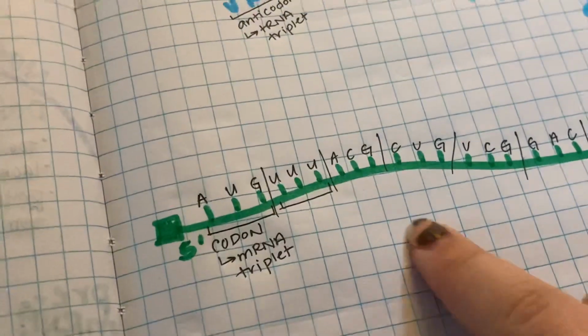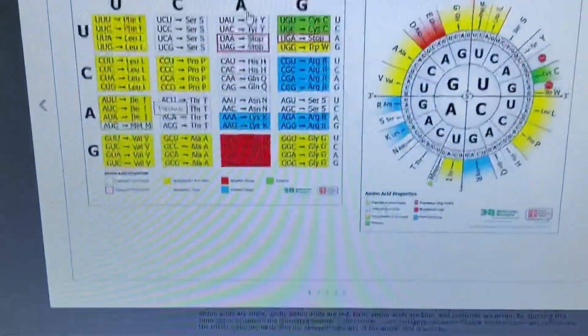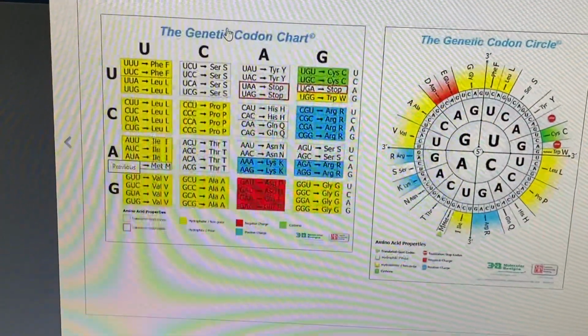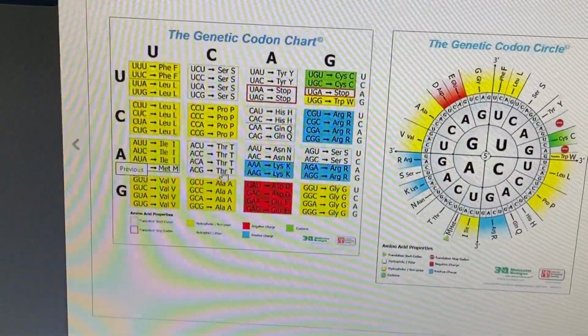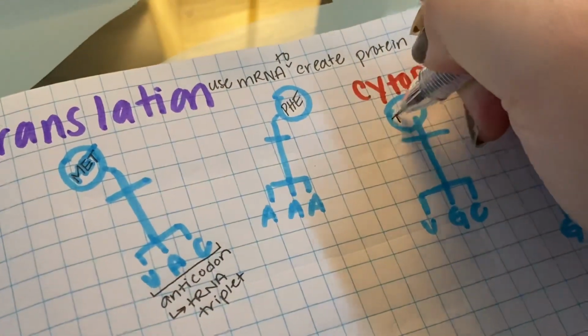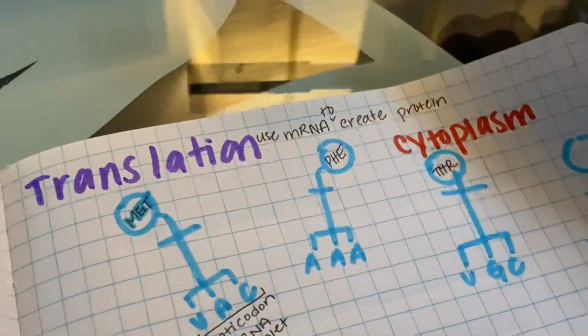So then our next one we're looking for is ACG. You start here first. A, you find where it intersects, C, G. So this would be threonine, or designated as T.